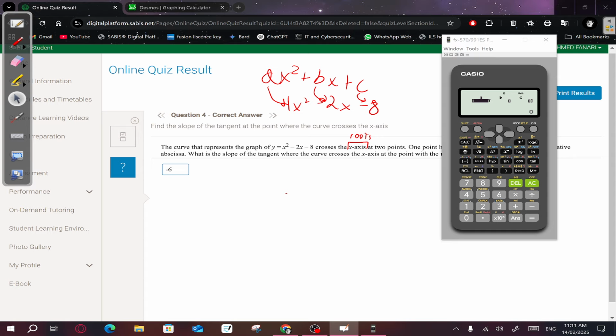1, 1, minus 2, minus 8. You solve it, it finds the roots. So our first one, our positive abscissa, is 4, and our second one is, you press equal again, minus 2.